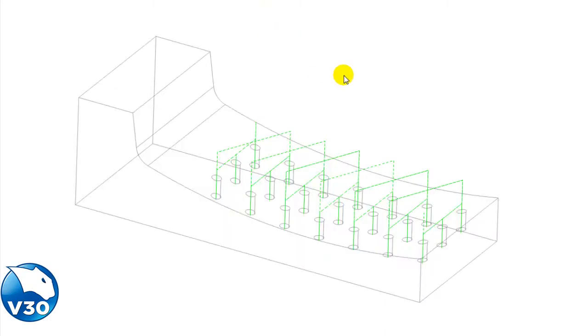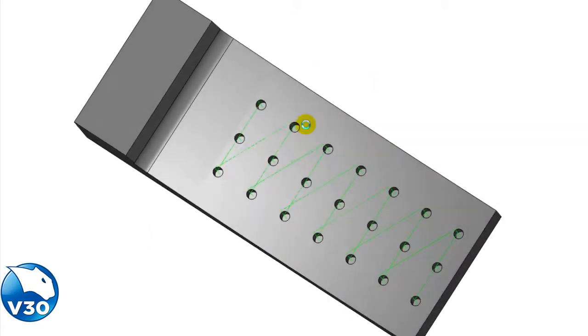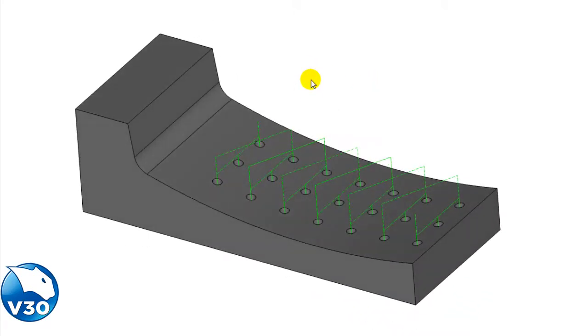If you're dealing with holes that are following the curvature of a surface, maybe water lines for some tooling, BobCAD's hole groups is a great way to machine these types of holes.